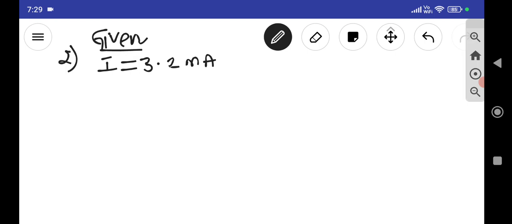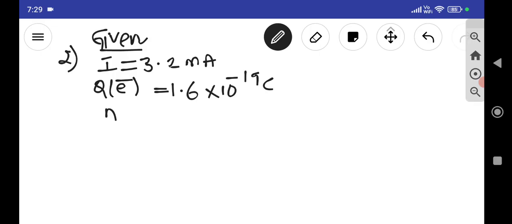Second question. Here they have mentioned the current, and they are asking how many electrons are flowing through this conductor. So what is given here? The current I is equal to 3.2 milliampere, nothing but 3.2 into 10 to the power of minus 3 ampere. The charge of electron is 1.6 into 10 to the power of minus 19 coulomb. Now N value, that is how many electrons flow through the conductor. So apply the formula, I is equal to N into charge by time.